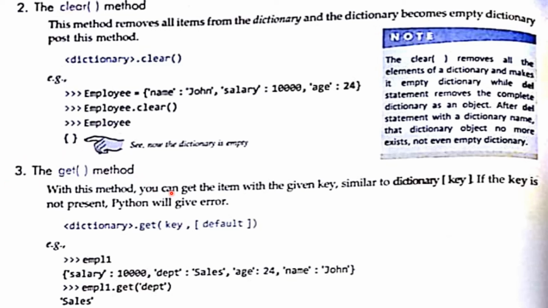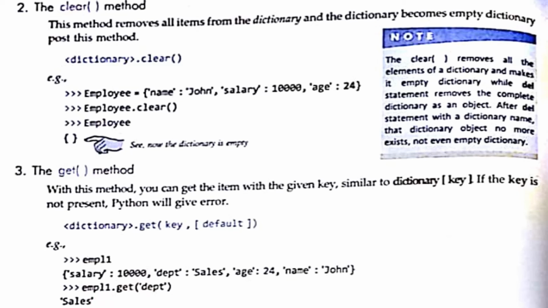With this method you can get the item with the given key, similar to dictionary key. If the key is not present, Python will give an error. So here you want to see the value of a particular key. In this example we want to get the value of department. The value of the department key is sales. We have used the dictionary name employee1.get and the key name department. So it has returned sales.